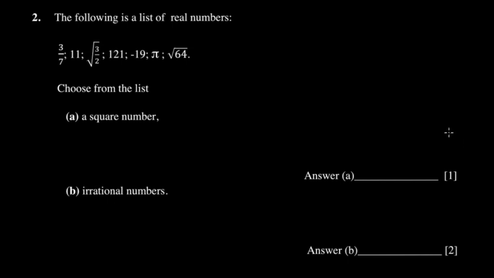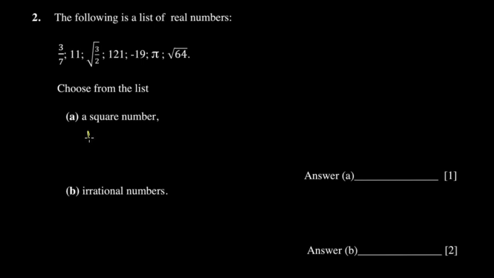Question 2 says the following is a list of real numbers. Choose from the list a square number. A square number simply means a number that has a perfect square root. 3 over 7 obviously doesn't have a perfect square root. Same with 11. The same with the square root of 2 over 3. Same with 121. 121 actually has. Okay, so 121 is what we choose here.